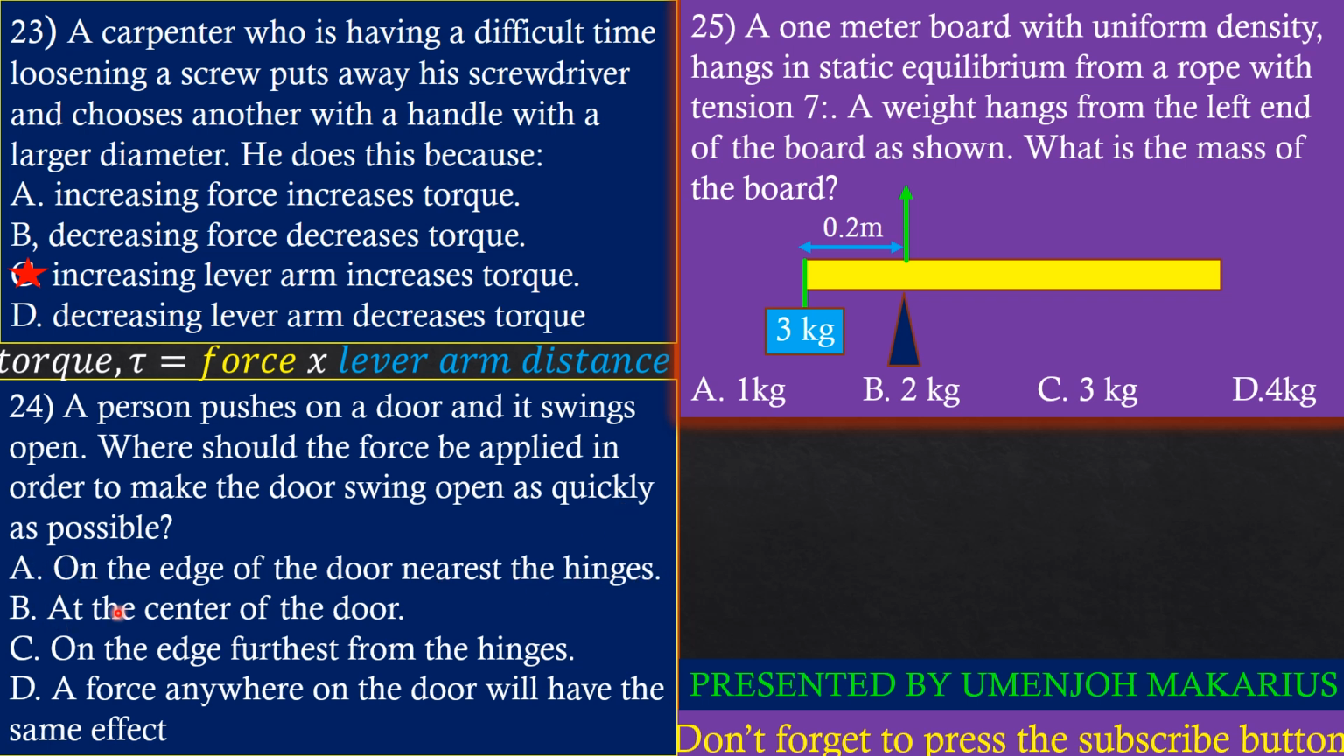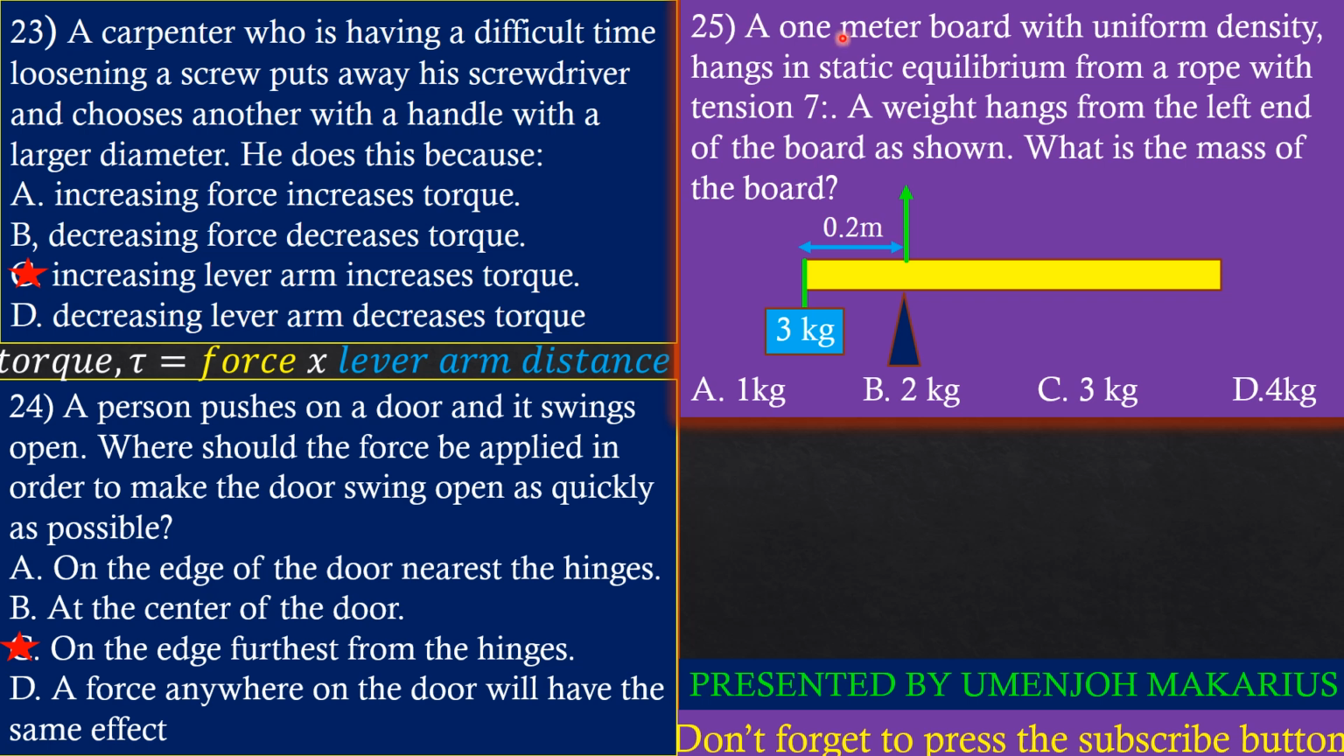Option A is saying on the edge of the door nearest to the hinge. Wrong, guys, wrong. Option B, at the center of the door. Wrong. Option C, on the edge furthest from the hinge, guys. This is the best option, because if your hand is applied at the distance furthest from the hinge, keep in mind that the hinge is simply the point at which the door actually rotates. It's the fixed point of the door. Then option D is that it falls anywhere on the door. Wrong, guys. So option C has to be the best option for this question.